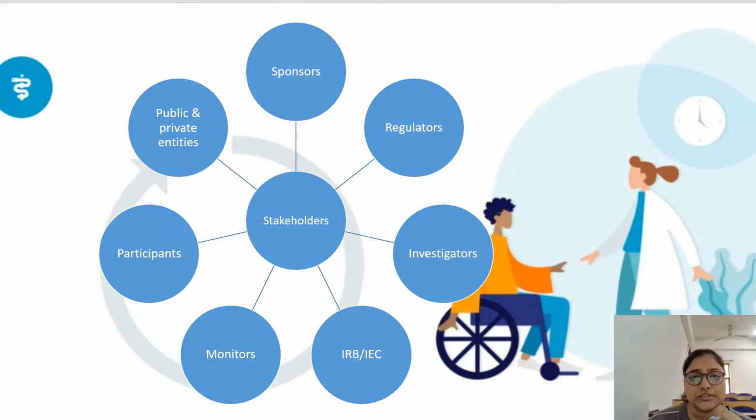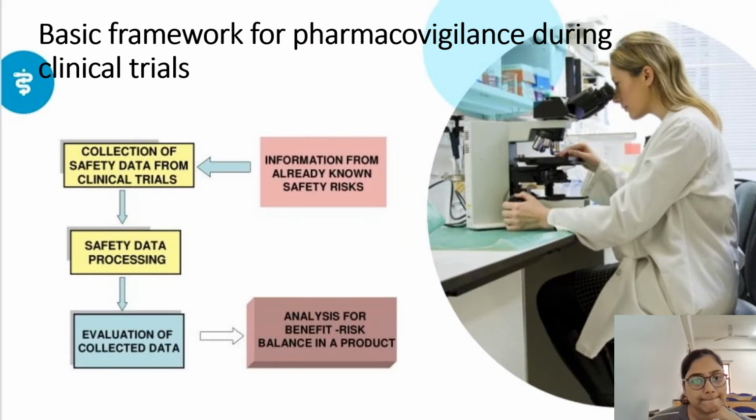Talking about the stakeholders, the stakeholders are sponsors, regulators, investigators, IRB, IEC, monitors, participants, public and private entities. IRB stands for Institutional Review Board and IEC stands for Independent Ethics Committee. Talking about the basic framework for pharmacovigilance during clinical trials: first, information from already known safety risk is there. Then the collection of safety data from the clinical trials which are held. Then the safety data which is collected is processed, evaluated and further analyzed for the benefit risk balance in a product.